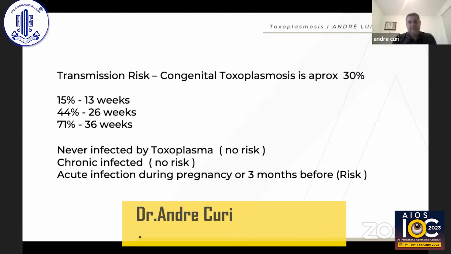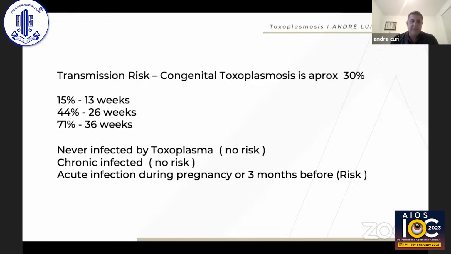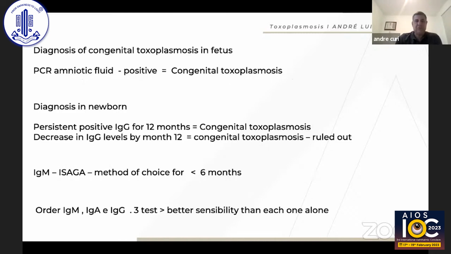It's important to know that the transmission risk of congenital toxo is approximately 30%. The further along the pregnancy is, the higher the risk of getting the toxo, but the lower the risk of a devastating infection. People never infected by toxo have no risk of congenital toxo. If you have chronic infection, such as a scar in the eye, there's no risk of transmitting to the fetus. But if you have acute infection during pregnancy or 3 months before, you have the risk of transmitting congenital toxoplasmosis.